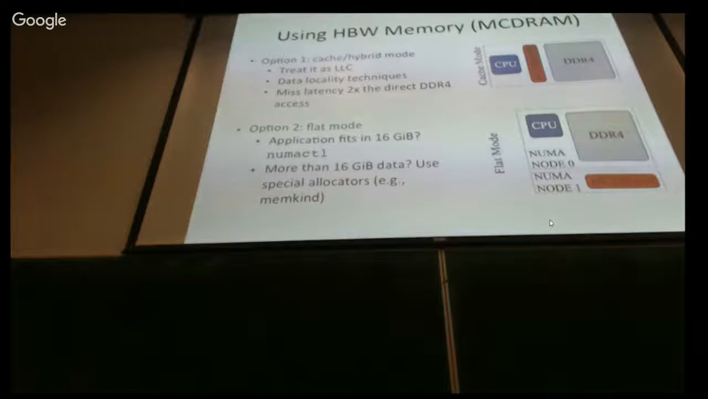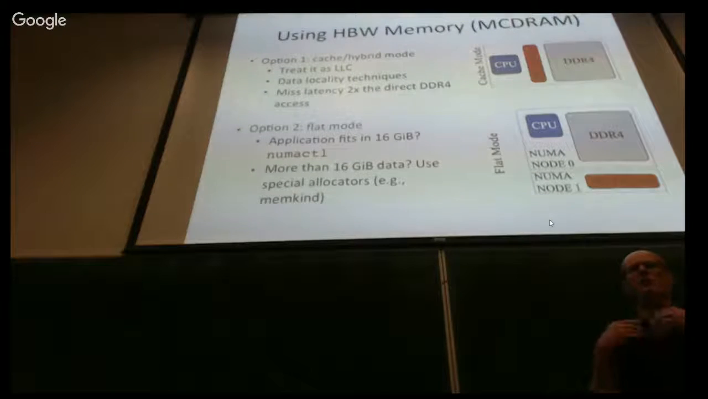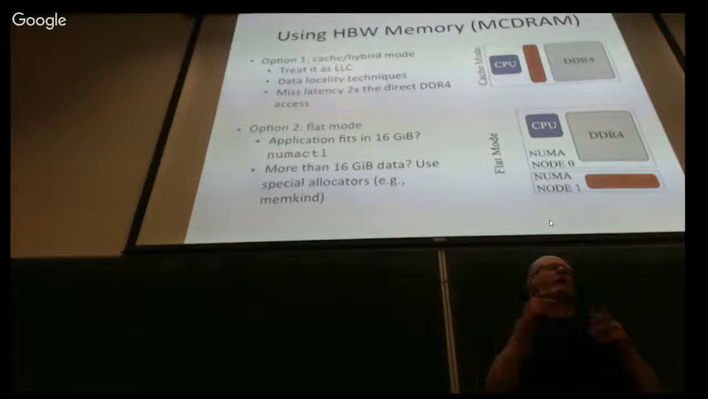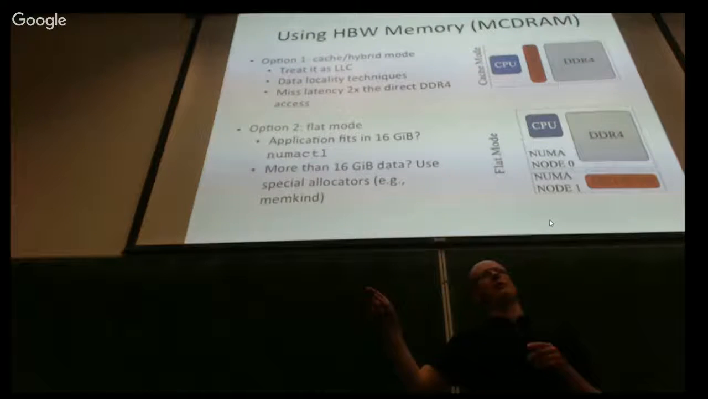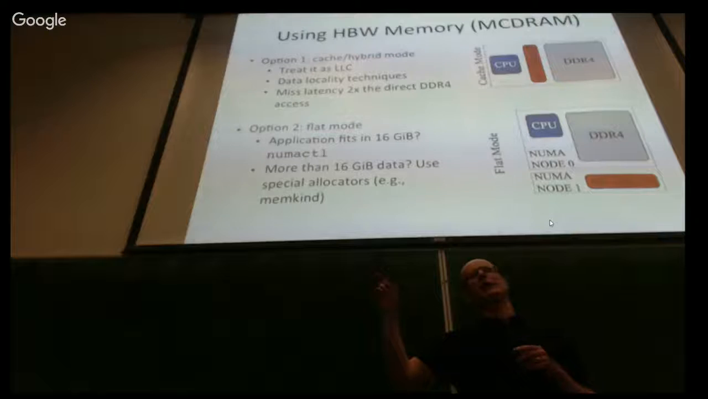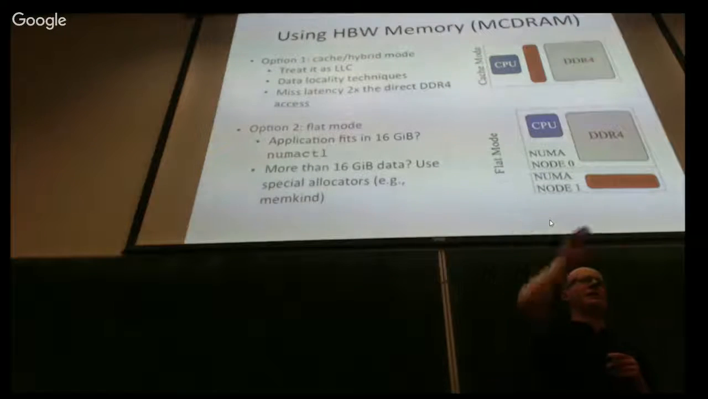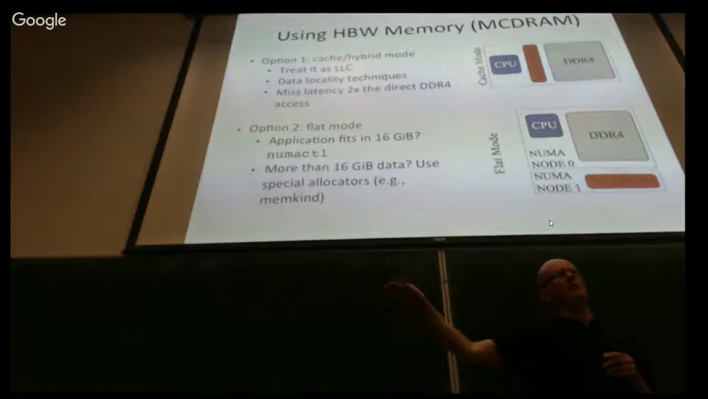Okay, so in that sense, instead of using a typical malloc that you're familiar with in C, you'll use something like hbw_malloc. And what that does is it allocates the data structure, the data object, in MCDRAM rather than DRAM or DDR4.